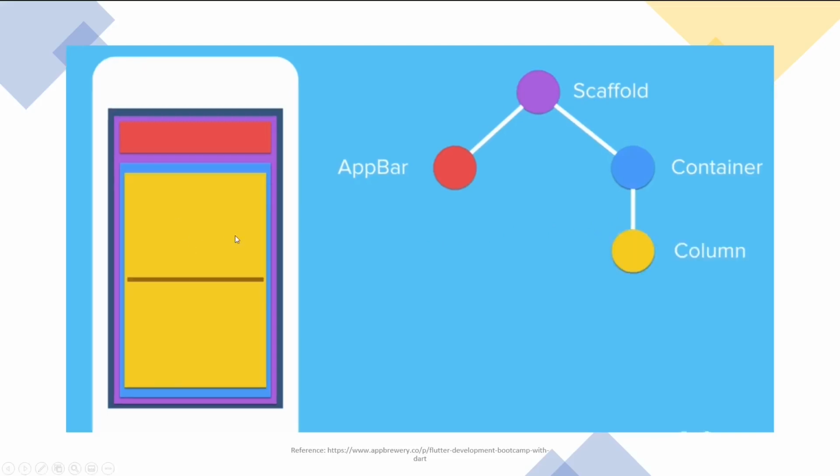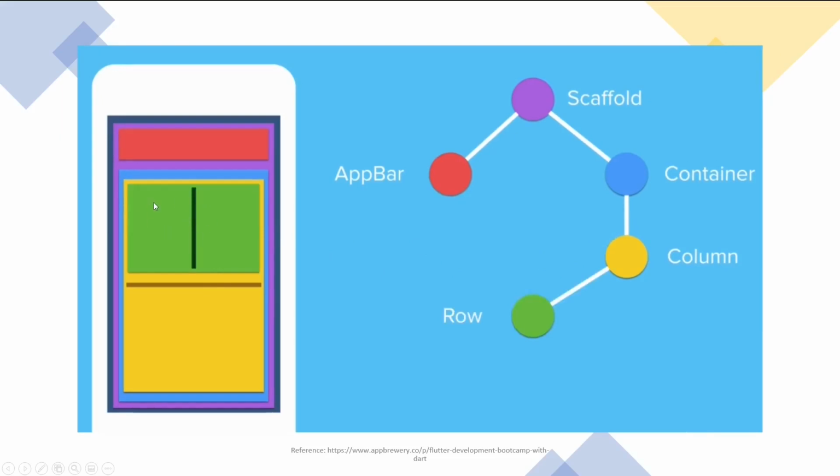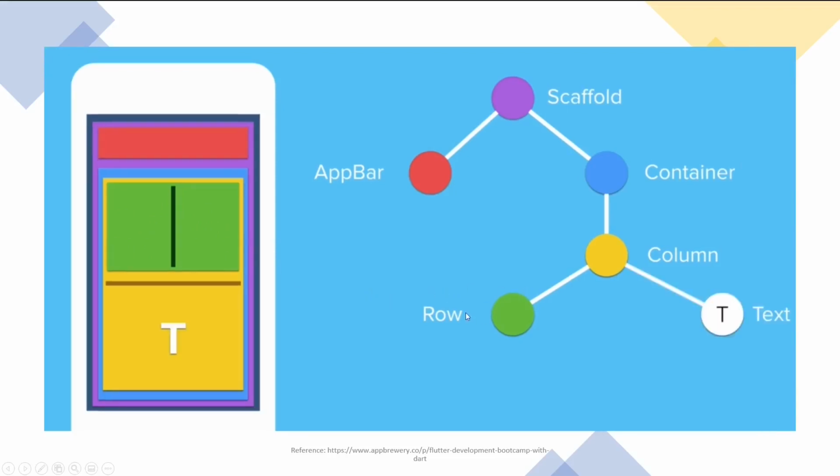Inside a container we plan to put two things, one on top of the other, like a column. So we use a widget called column. Inside a column, the first part of the column, we put another widget called row. So we plan to put one thing right next to each other. In order to do that we use a widget called row, and on the rest of the column, we put a widget called text. We just need to display an element in a text.